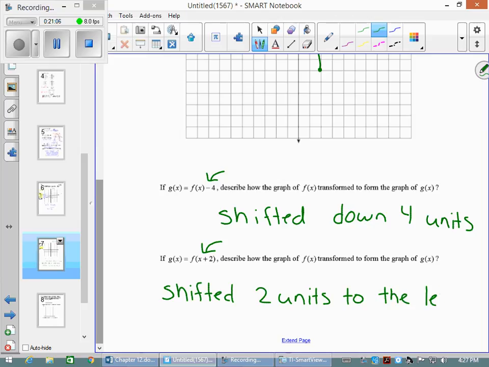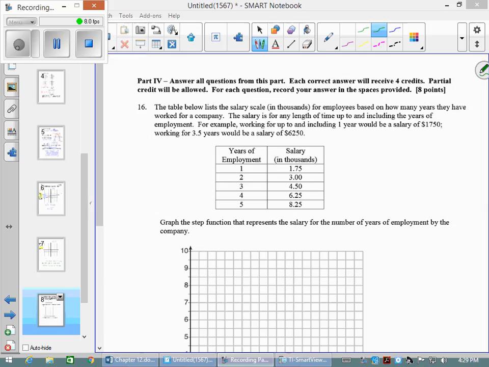So for number 16, they give us a table that lists the salary scale in thousands for employees based on how many years they have worked for a company. The salary is for any length of time, up to and including the years of employment. So, for example, working up to and including 1 year would be a salary of $1,750. Working for 3.5 years would be a salary of $6,250.